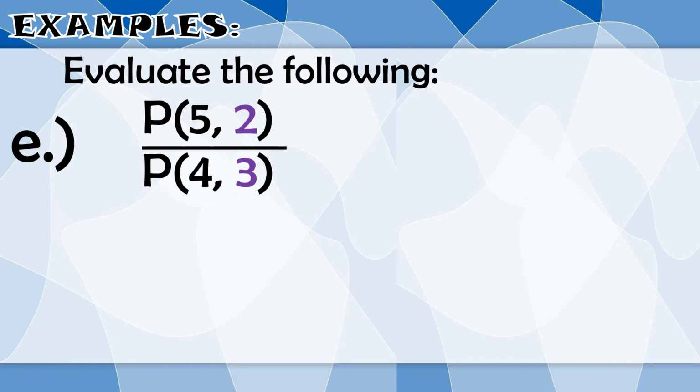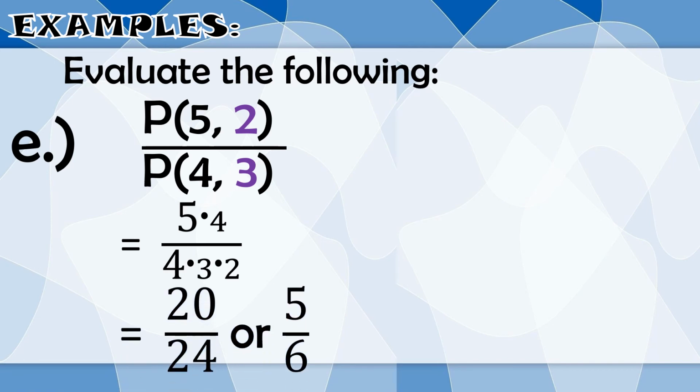Okay, from example letter E, permutation of 5 and 2 over permutation of 4 and 3. So we have here, first, to simplify the numerator. This will become 5 times 4, and then the denominator, 4 times 3 times 2. So 5 times 4 is 20, and for the denominator, 4 times 3 is 12, times 2 is 24. So 20 over 24 is a fraction. We have to simplify. So the final answer is 5 over 6.